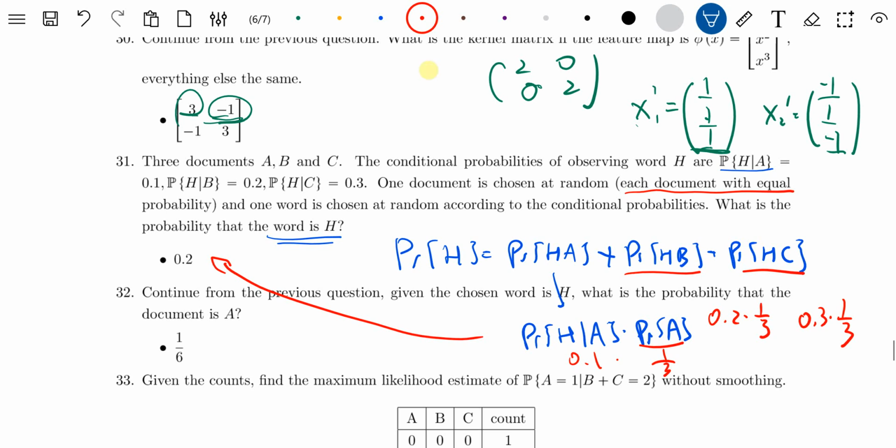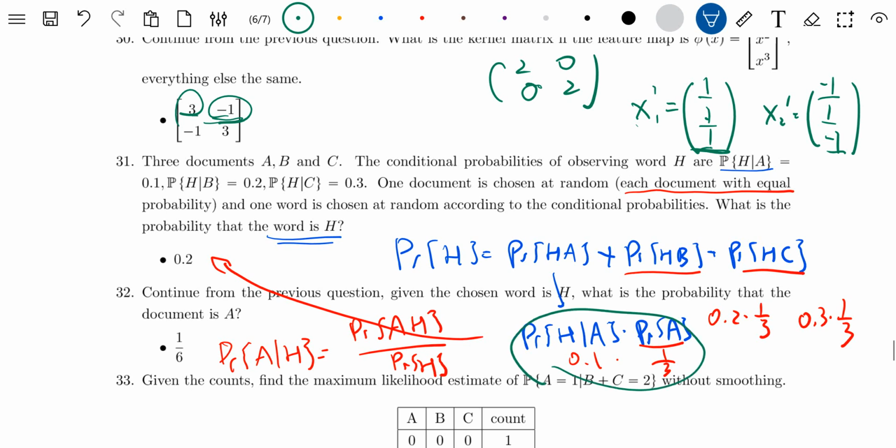And the next part is asking the probability that the document is A given H. So just directly applying the formula, probability of HA divided by probability of H. You computed both of these before, so it should be very quick. HA is just this, so it's 0.1 times a third, divided by 0.2 here. So you can just cancel all the zero points, and then it's just 1 over 6.